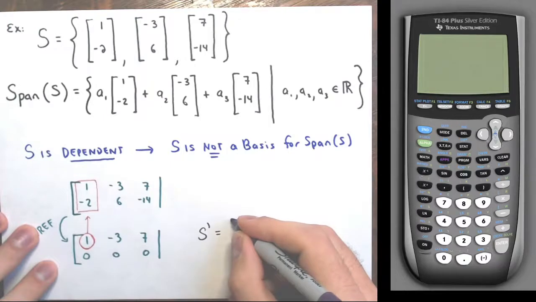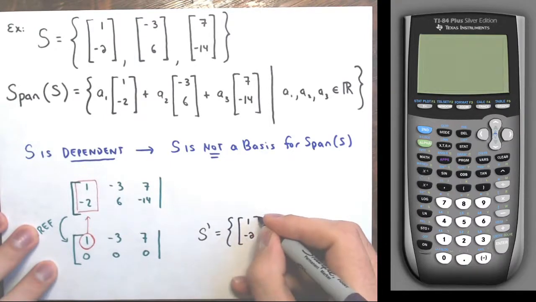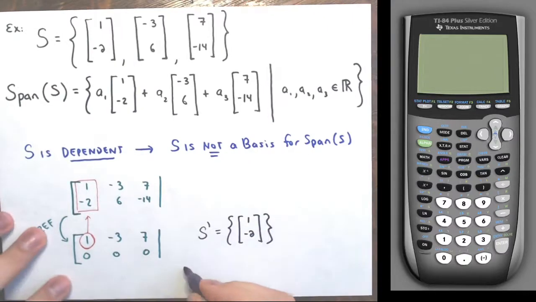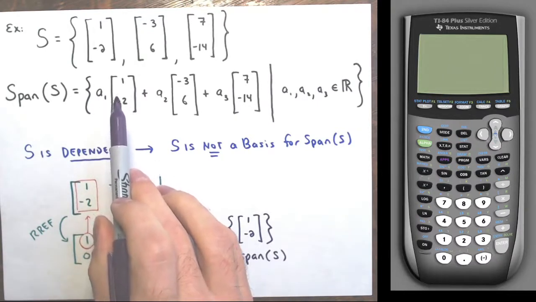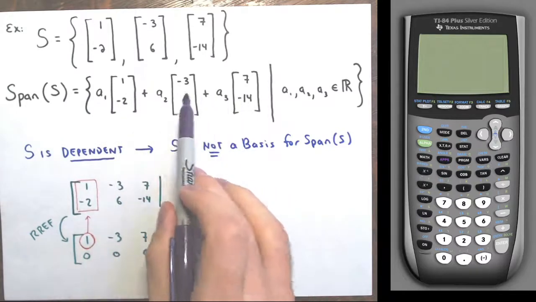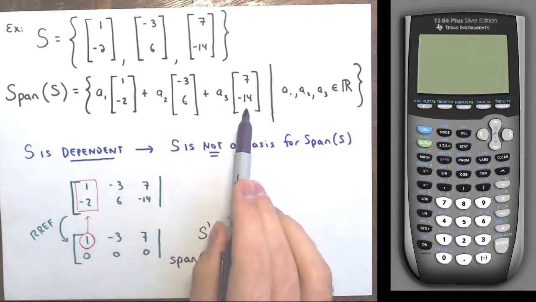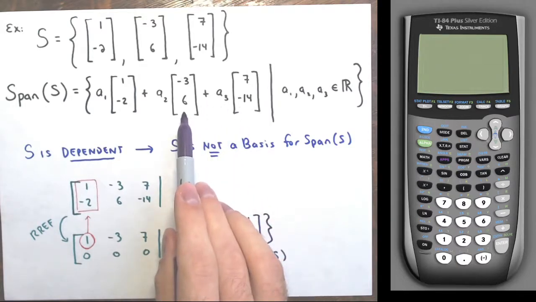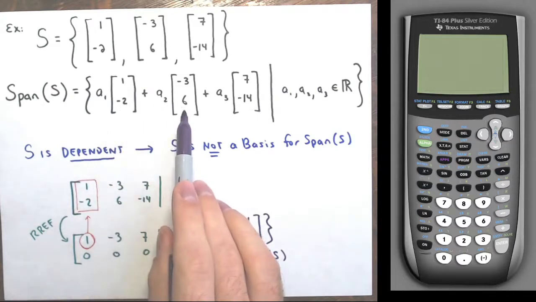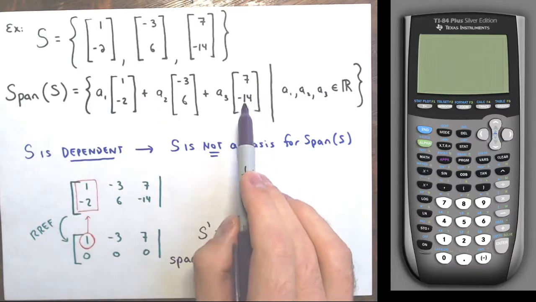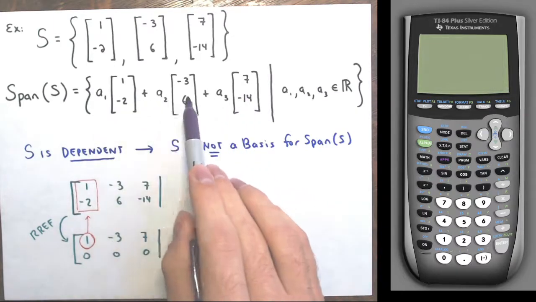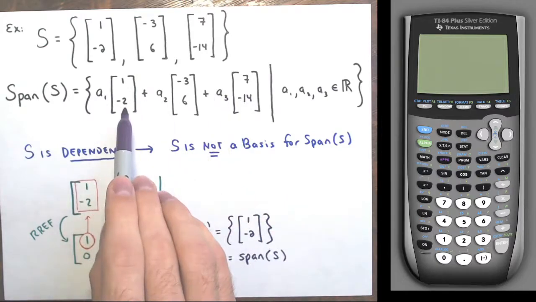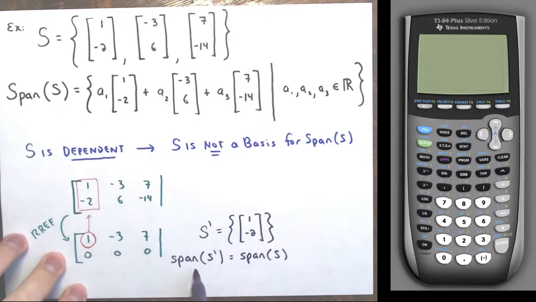is just the vector (1, -2). And what you're going to see is that the span of S prime, the span of this one vector, is equal to the span of S. Because if you look at S, the span of S has linear combinations of (1, -2), (-3, 6), and (7, -14). But I can take each of these two: (-3, 6) is just -3 times (1, -2), so I can write this in terms of (1, -2). And (7, -14) is just 7 times this vector, so I could replace this with something with (1, -2) in it. And then this linear combination of these three is really just equivalent to a scalar multiple of this one. So the span of S is equivalent to the span of this one vector.